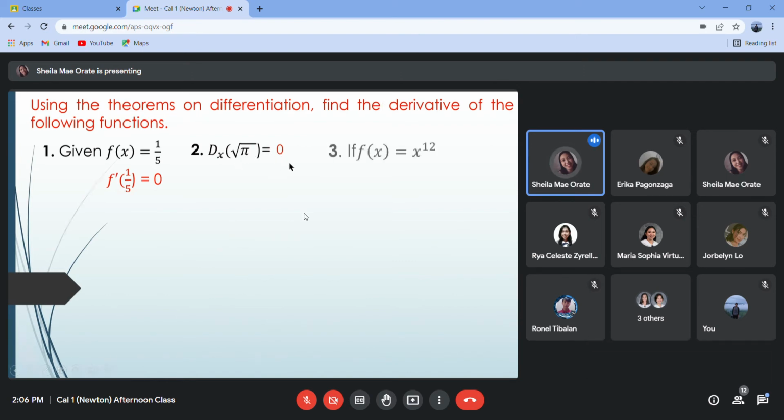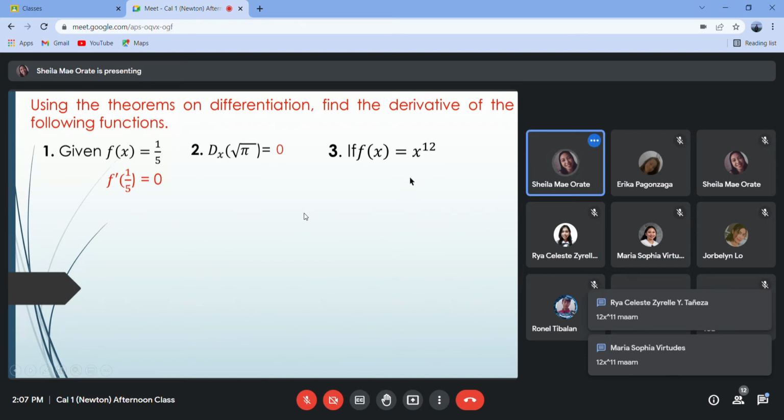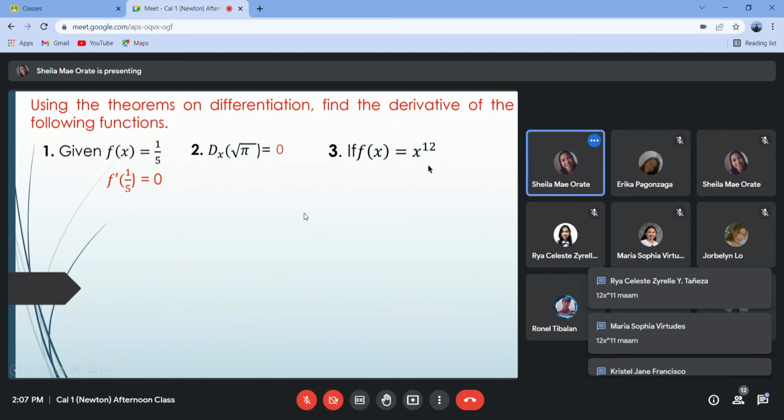Now, how about this one? If f of x is equal to x raised to the power of 12, what is the derivative of our function here? Okay, paspas kayo maka-answer si Kiana, no? The answer is 12x raised to the power of 11. Very good. And from Maria Sofia.